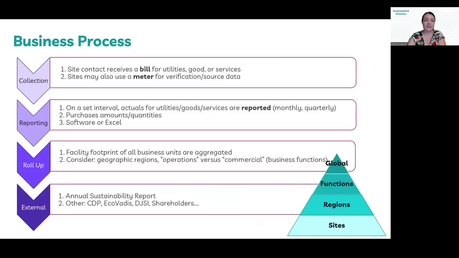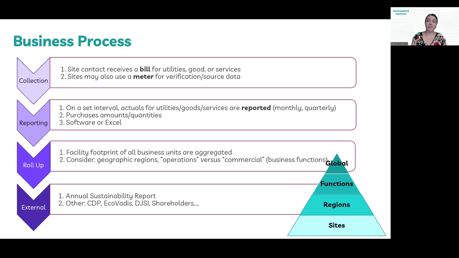Now, a note on business processes. As I said, if you get billed for utilities, you can start this process today. So your business, at some interval, whether monthly or quarterly, is getting an electric or a gas bill for these utilities, goods, and services. In some cases, depending on the maturity of your facility, you may have access to electric or other meters, or maybe you have software that monitors this use more in real time. And so those are all your starting points for your data.